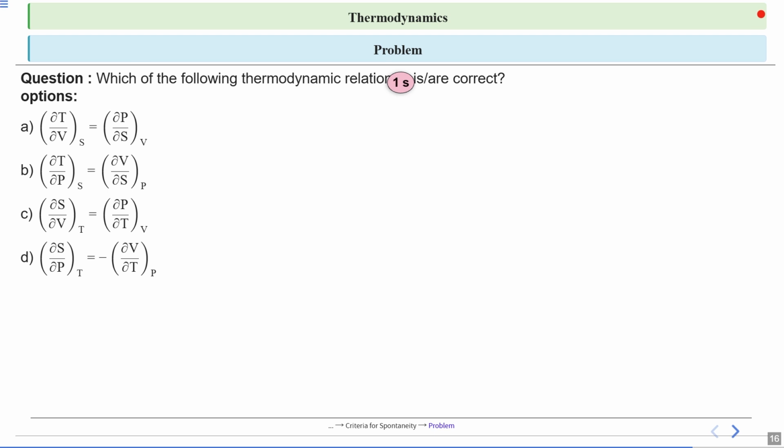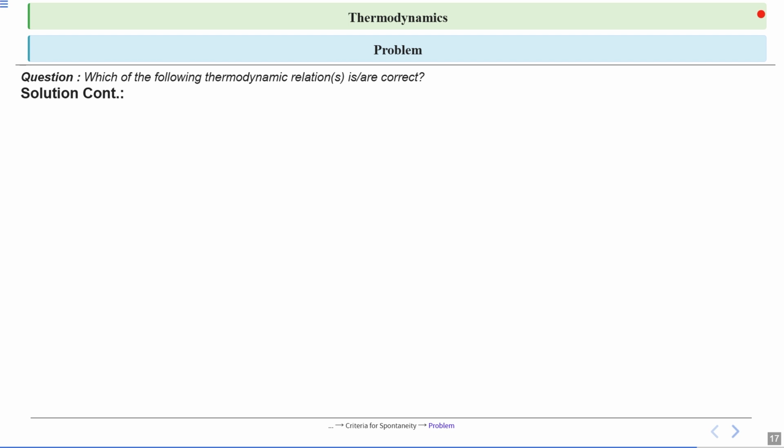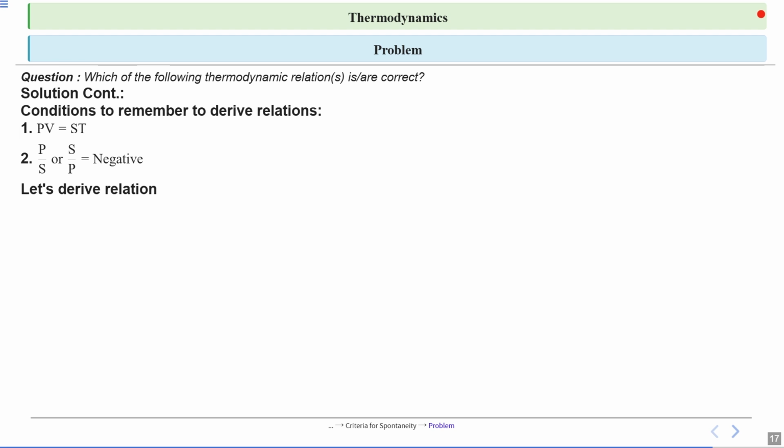Okay, your time is up. Let's see how we can get it. We don't need the Maxwell square here. We just need PV equals ST. So this was the first condition. Second, if you see S by P or P by S, you take it as negative, and you can move on to the relation. For the first case, we are taking T by P and V by S. So this is the situation which is possible.